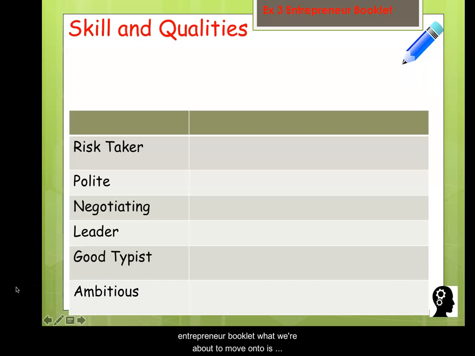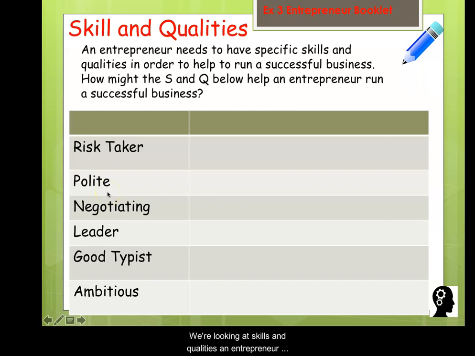What we're about to move on to is what's actually a commonly asked exam style question. So we're looking at skills and qualities. An entrepreneur needs to have specific skills and qualities in order to help run a successful business. How might the skills or quality below help an entrepreneur run a successful business? So in an exam, it would usually ask you to maybe identify a skill or a quality and then explain how that skill or quality helps the entrepreneur to be successful.